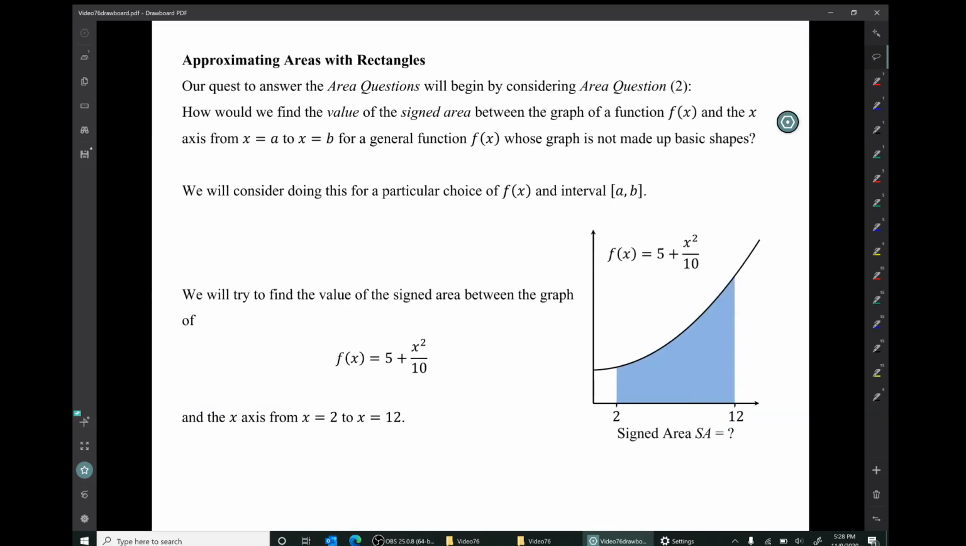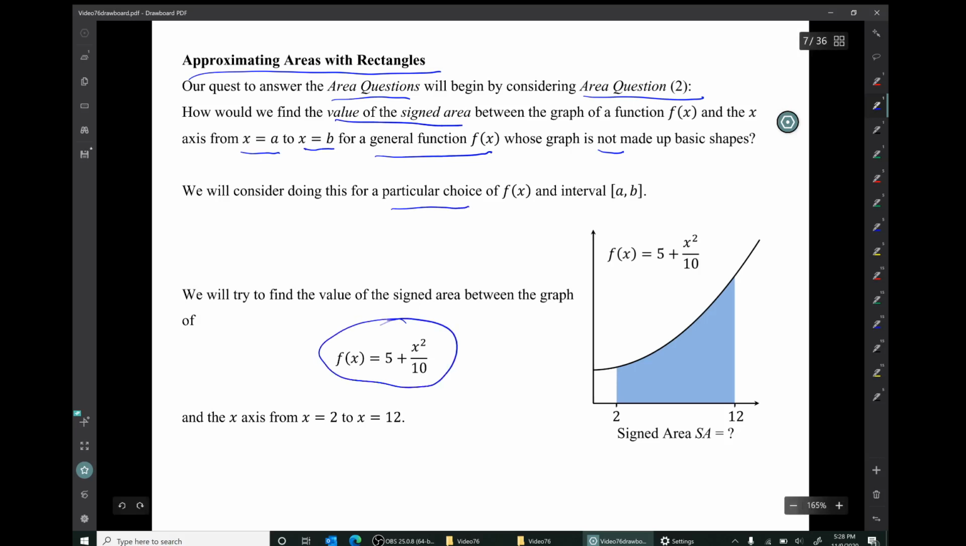That brings us to the idea of approximating areas with rectangles. Our quest to answer those area questions will begin by considering area question 2. How do we find the value of a signed area between the graph of a function f and the x-axis from x equals a to x equals b for a general function f of x whose graph is not made up of basic shapes? Well, we'll consider doing this for a particular choice of f of x and an interval a, b. We'll try to find the value of the signed area between the graph of this function and the x-axis from x equals 2 to x equals 12. So that's shown here in this picture.